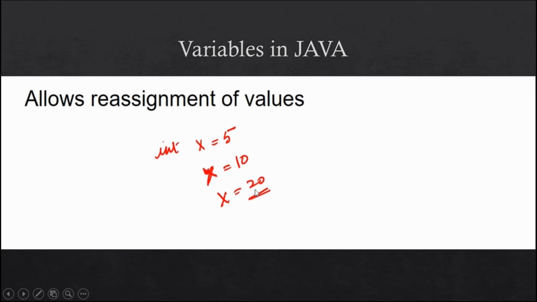Next, you can definitely do any kind of reassignment of values. Let's suppose at the beginning, when you are assigning the value as 5 to the integer data type, you can definitely change that value in the later part of the code by just simply saying x equals to 10. So that means the value can be changed at any given point of time.